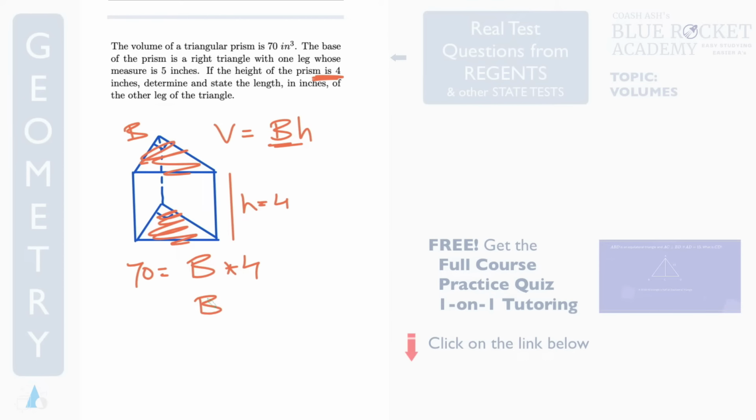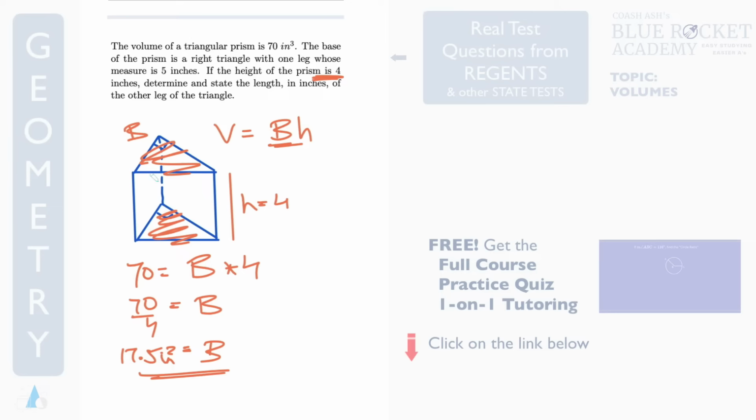So of course the base is going to be equal to, you divide by 4 on both sides, you get 70 divided by 4. So when you calculate this, you're going to get the area of the base is 17.5, whatever the unit is. So this is inches, so it's inches squared. So remember, the base is 17.5. That's the first step of the problem.